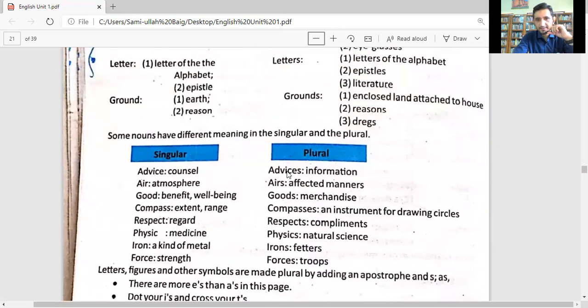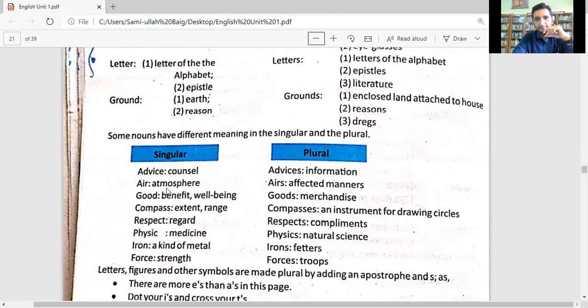Okay, here this is something different and something new for you. Some nouns have a different meaning in the singular and the plural. So the word used in singular has a different meaning in the dictionary, and the word used in the plural has a different meaning there, and it's used that way. So for example, advice is a word you've heard. Advice means counsel, mashwara, and advices here means information. It's the plural of the same but with a different meaning.